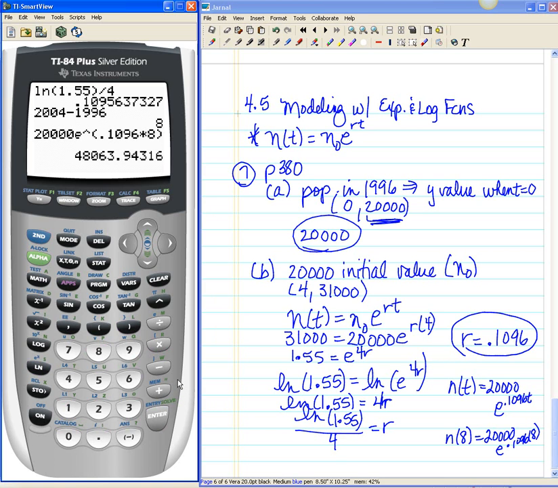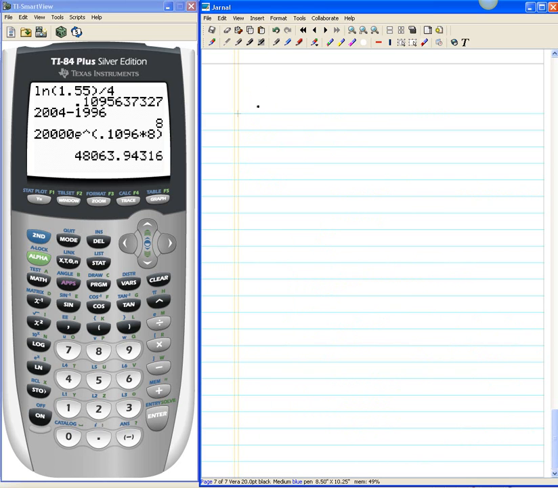So we have to set the function equal to 100,000. So if you set 100,000 equal to 20,000 times e to the 0.1096t, you'd have to divide both sides by 20,000. So you get 5 is equal to e to the 0.1096t, and then take the natural log of both sides.